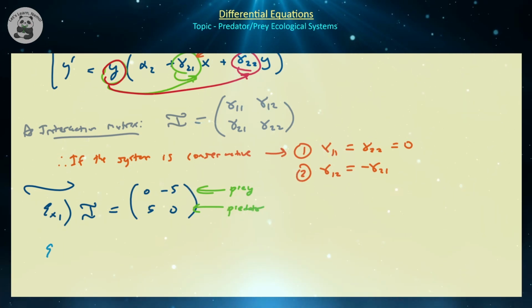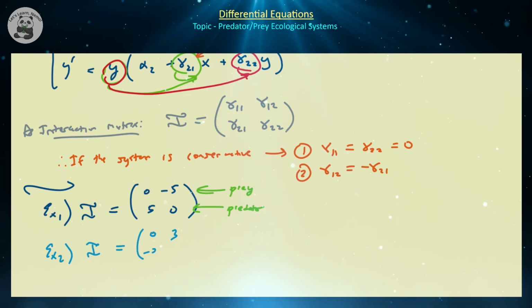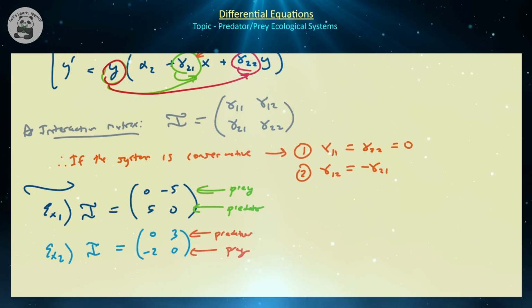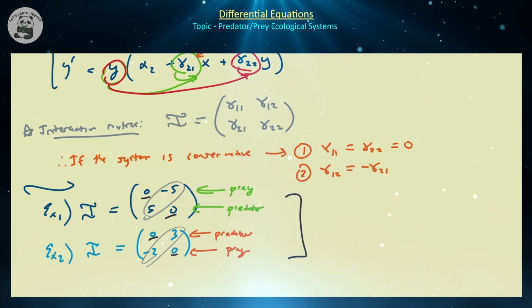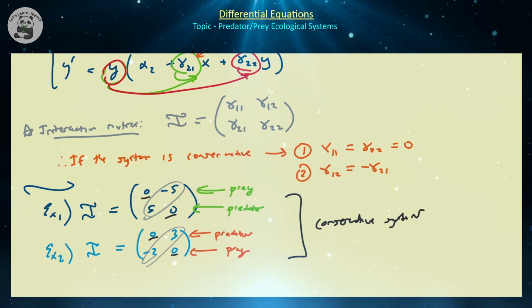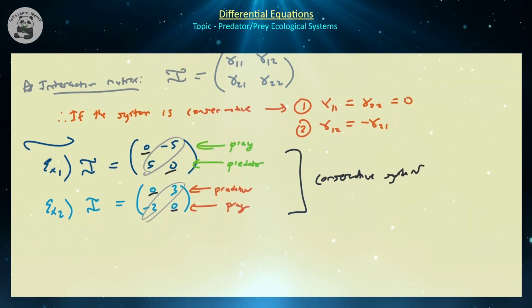And if I were to construct another interaction matrix, if I do 0, 3, minus 2, 0, now row 1 corresponds to my predator, and minus 2 corresponds to my prey. And since these are opposite signs and my diagonals are both equal to 0, that means these are interaction matrices for conservative systems. But there are several other different types of scenarios that you could encounter.